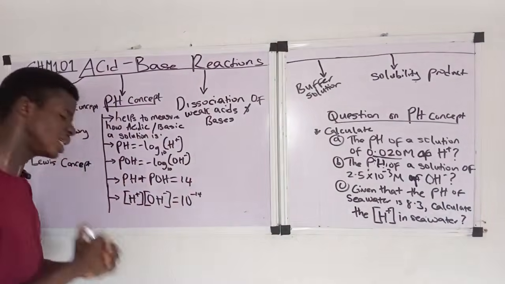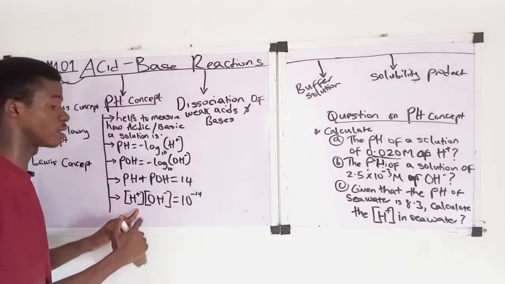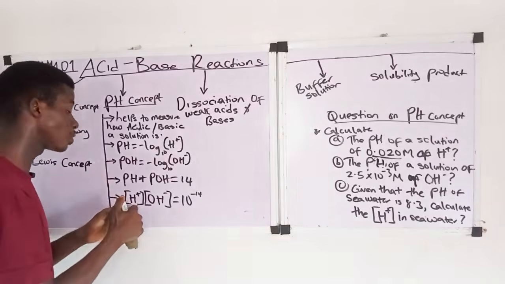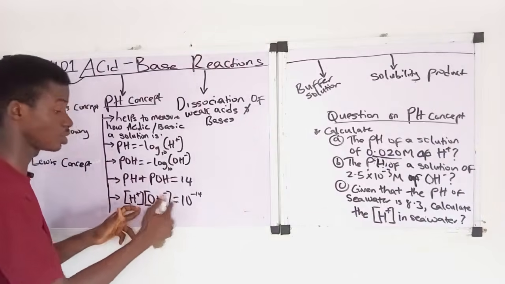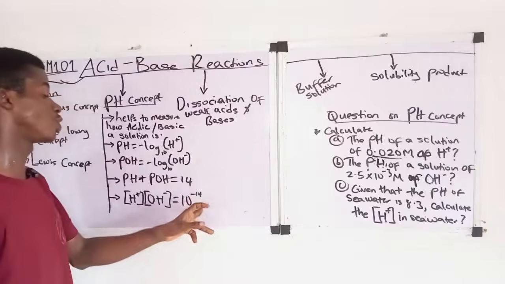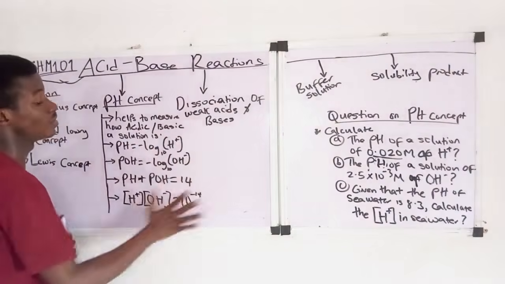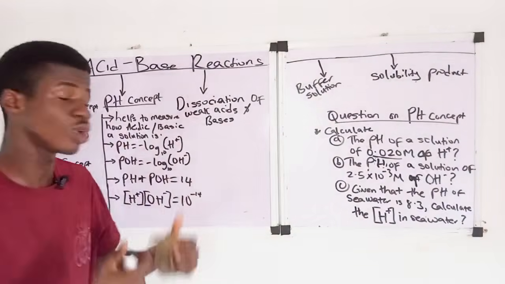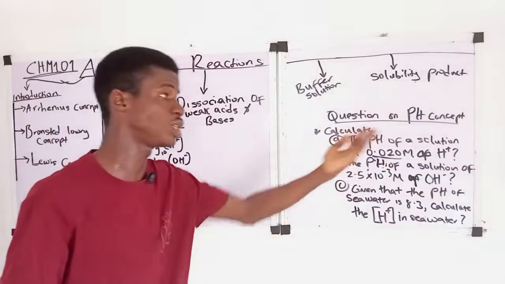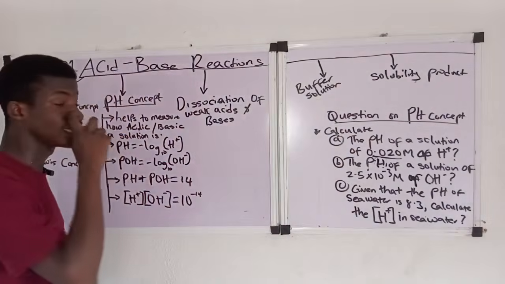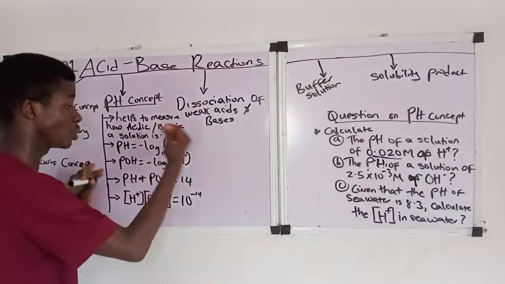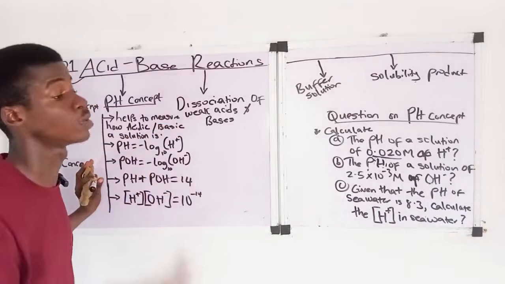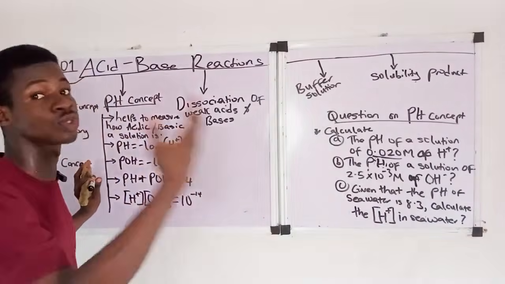Then the last equation is hydrogen ion concentration multiplied by OH concentration is equal to 10 raised to the power minus 14. So these are the equations you can use to solve questions relating to pH concept. Now the formula we are going to use depends on the type of question you are asked to solve.